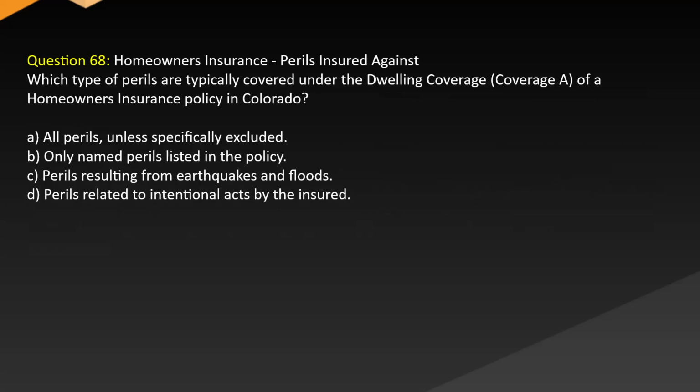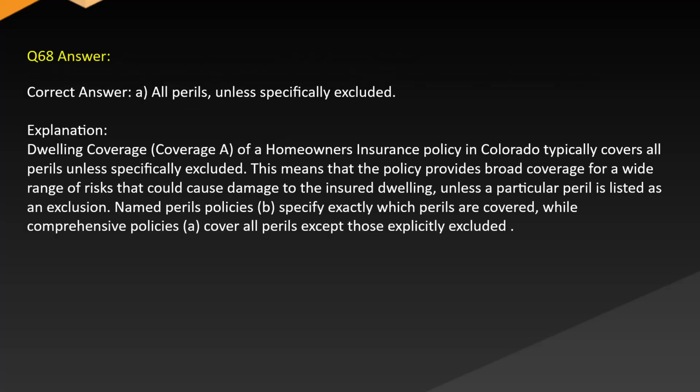Question 68. Homeowners insurance. Perils insured against. Which type of perils are typically covered under the dwelling coverage, Coverage A, of a homeowner's insurance policy in Colorado? A. All perils unless specifically excluded. B. Only named perils listed in the policy. C. Perils resulting from earthquakes and floods. D. Perils related to intentional acts by the insured. Correct answer: A.